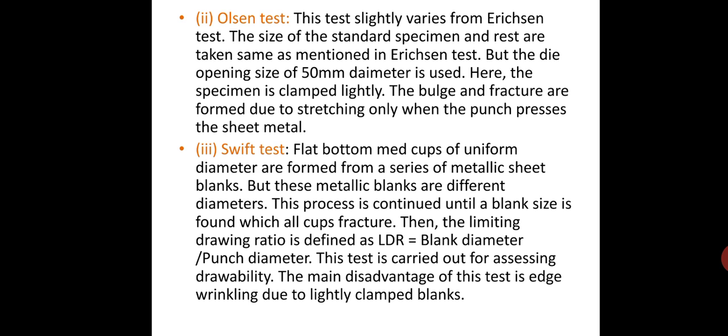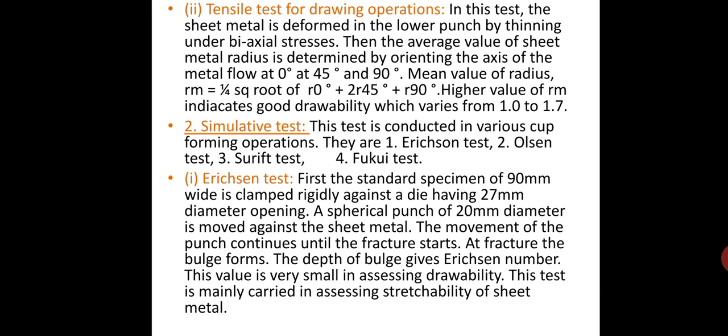First, in the Erichsen test, these types of conditions, the punch size, die opening size and sheet metal size, are all given to find out the stretchability of the sheet metal. The Erichsen test is mainly for assessing the stretchability of the sheet metal.